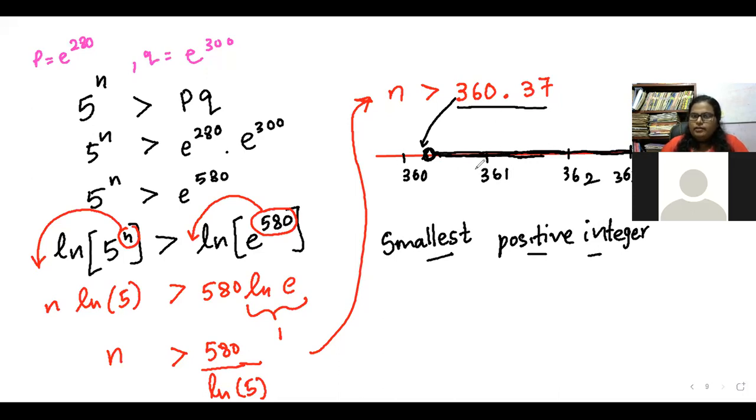So when you go to this number line, what's the first value that you can meet here? 361. So that's why we take 361 as the smallest positive integer for n.